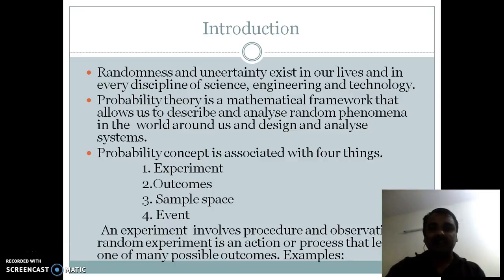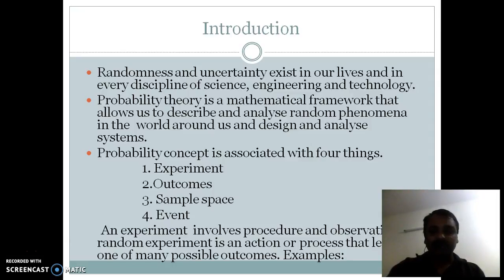Randomness and uncertainty exist in our lives and in every discipline of science, engineering, and technology. Probability theory is a mathematical framework that allows us to describe and analyze random phenomena in the world around us and to design and analyze systems. Probability concept is associated with four things: experiment, outcomes, sample space, and event.